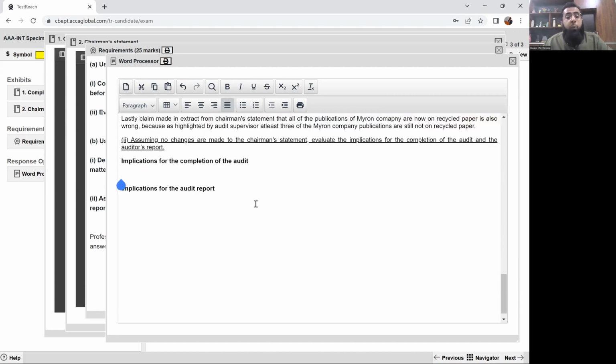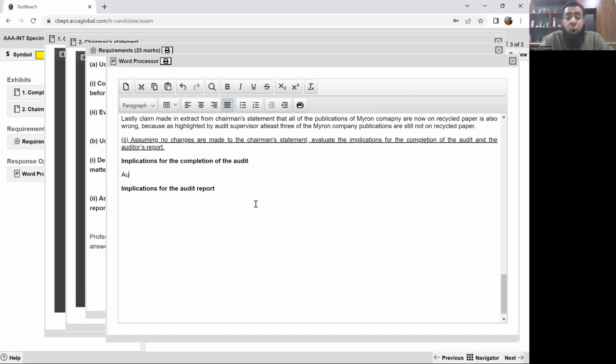So for completion of the audit, what the auditor will do is that first of all, the auditor will further investigate it and he will discuss with the management what are the bases of making these claims in the chairman's statement. And he will convince them that, okay, you should make the relevant corrections. If they don't make the relevant corrections, then we'll discuss with those charged with governance, okay, that please make the relevant corrections. And if they don't make the relevant corrections, we will inform them about the impact on the auditor's report, that we have to highlight this issue in the other information paragraph. And if those charged with governance are not agreeing to do this, it also creates a concern on the integrity of the client, that why they are willing to make false claims.